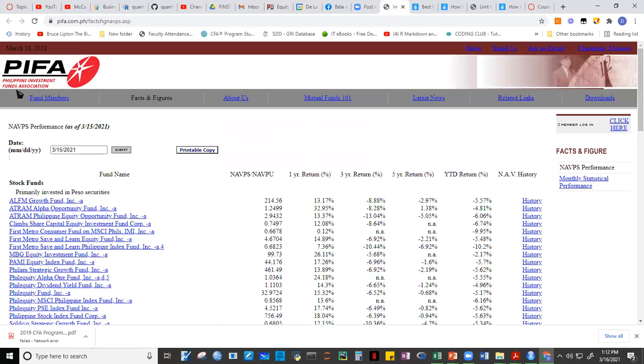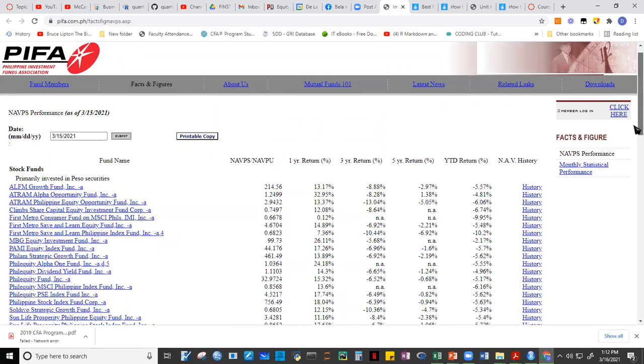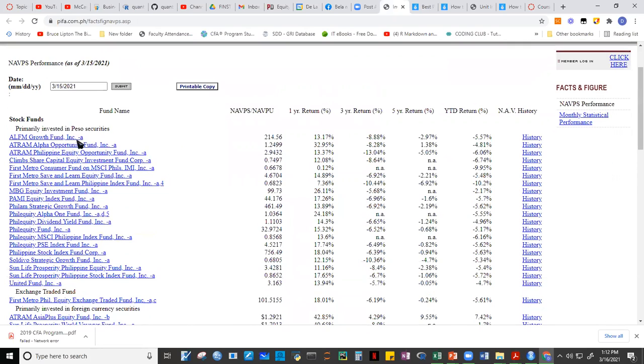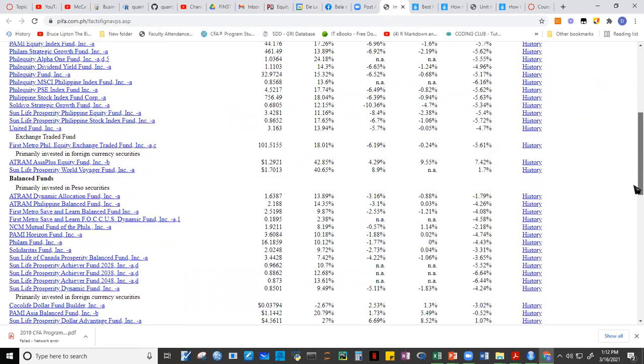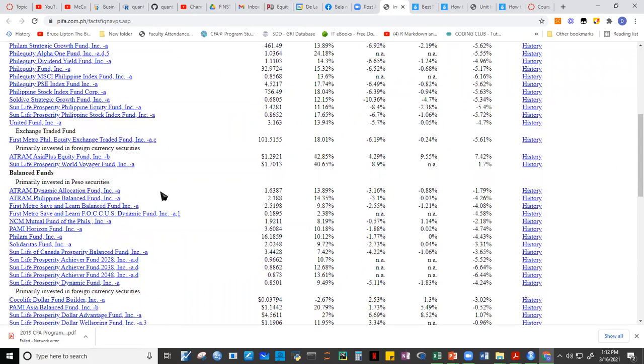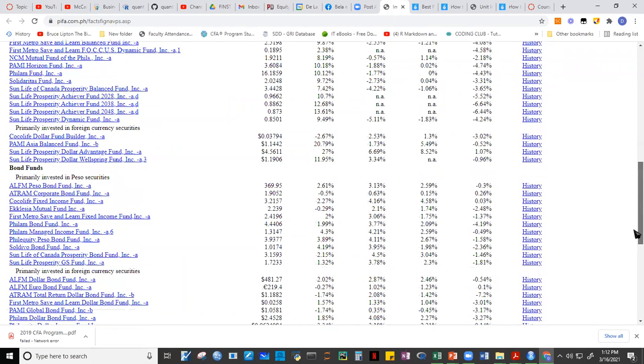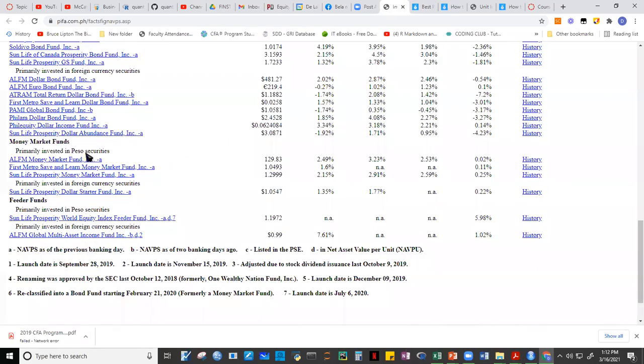Okay, so ito yung Philippine Investment Funds Association. Ito yung mga mutual funds, no? So there are stock funds, these are primarily invested in stocks. Tapos may mga balance funds. So ang mutual fund na to, combination ng equity at saka ng debt or bonds. Meron naman bond funds lang. Okay? May mga money market na short term nila ini-invest to.